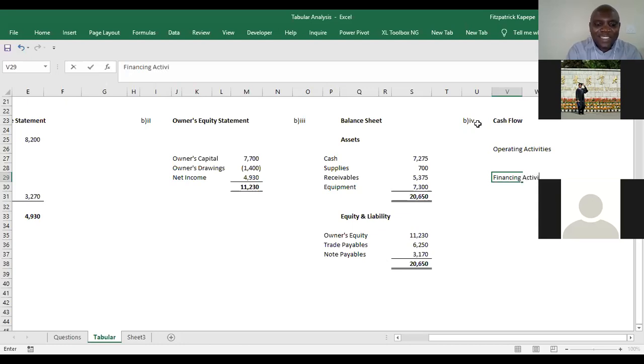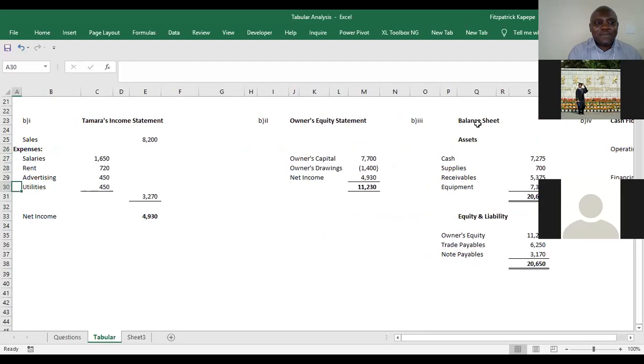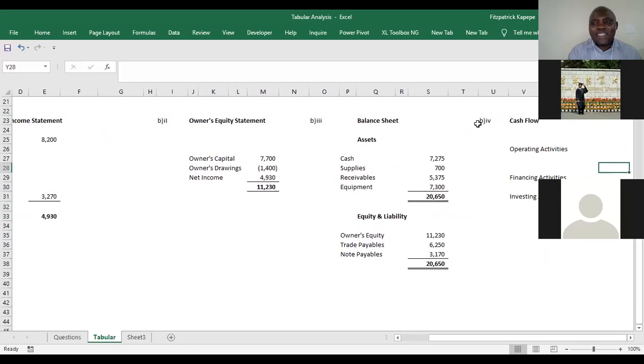A simple one, just like a simple cash flow. Then we'll show the investing activities. What are we investing in? Like a simple one. So under operating activities, these are the things that you're getting from your income. So this will be your net income here, basically your net income. So I'll say net income.